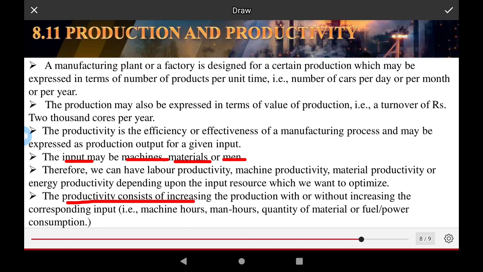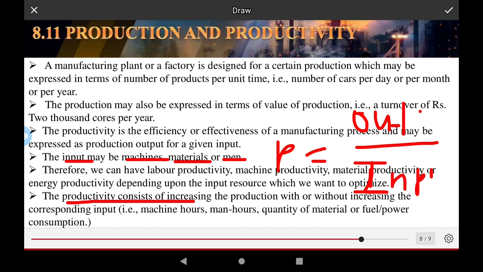Productivity is also known as the output of the firm or industry, the net output of the firm or industry, upon the input of the company. This is known as productivity.